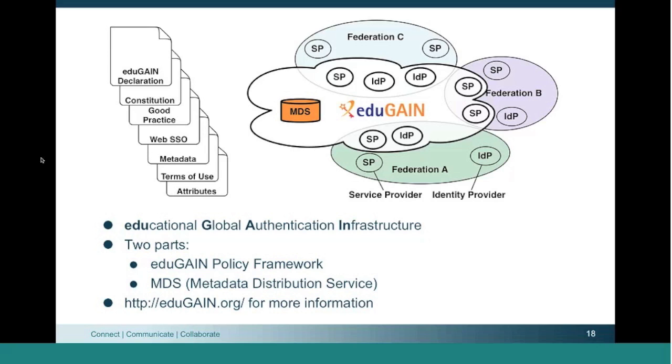We also have worked on something called the EduGAIN Code of Conduct, which is a document to assist the flow of attributes between national boundaries. So although we have data protection rules that are reasonably consistent throughout Europe, there's still a lot of confusion over what can and can't be shared and under what circumstances.